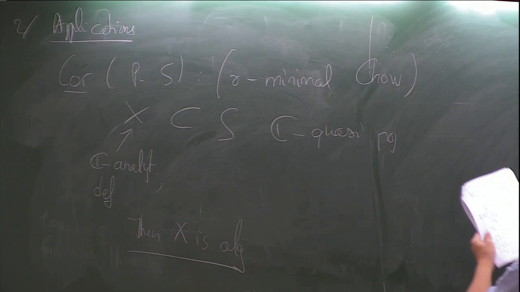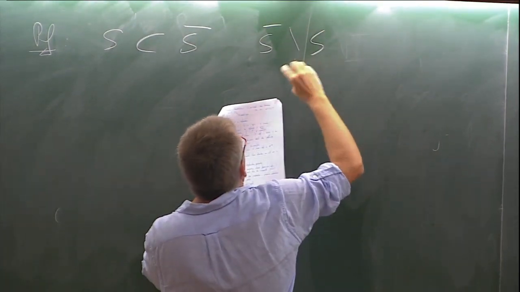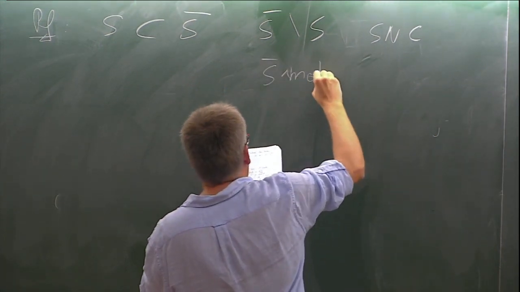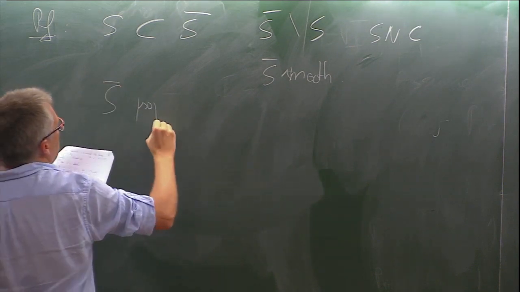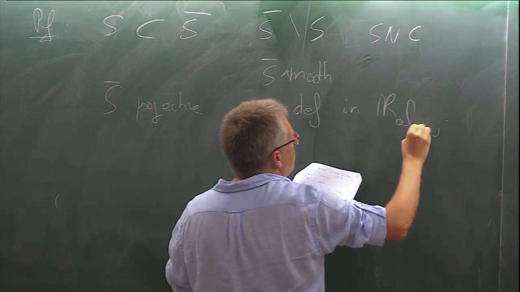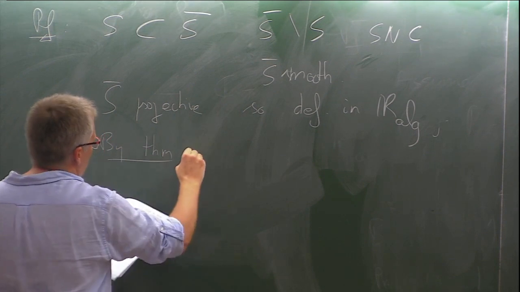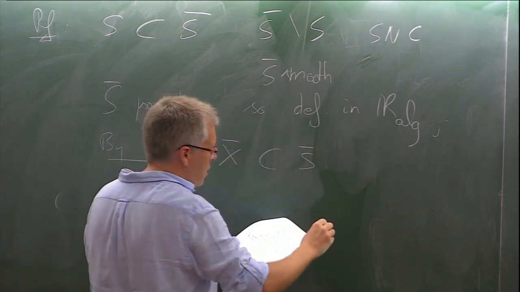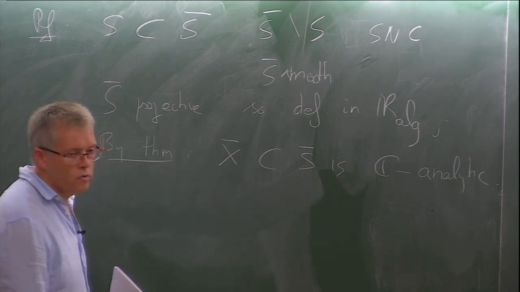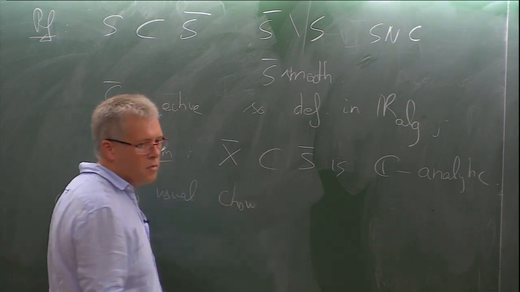You put S in S bar, with S bar minus S strictly normal crossing and S bar smooth. Well, now S bar is a projective manifold, so it is definable even in R-alg, as any projective manifold. Now, by the theorem, I get that X bar inside S bar is C analytic. But then I apply the usual Chow, which means that X bar is algebraic, and I'm done.